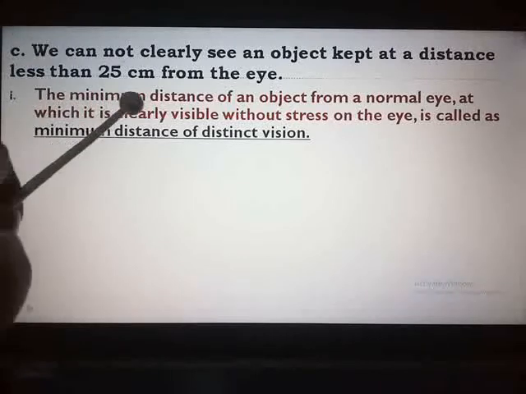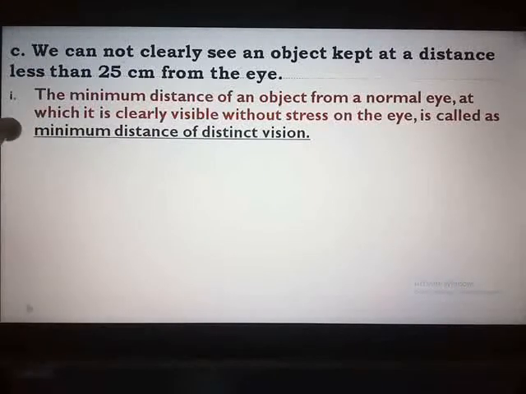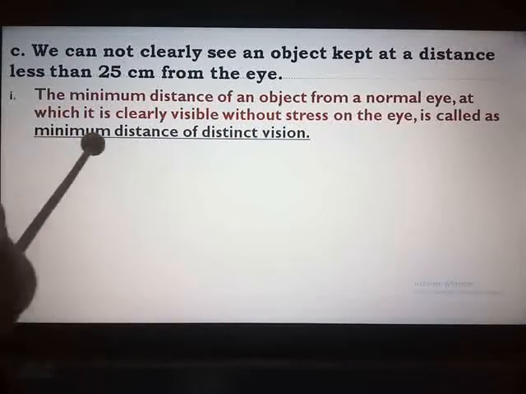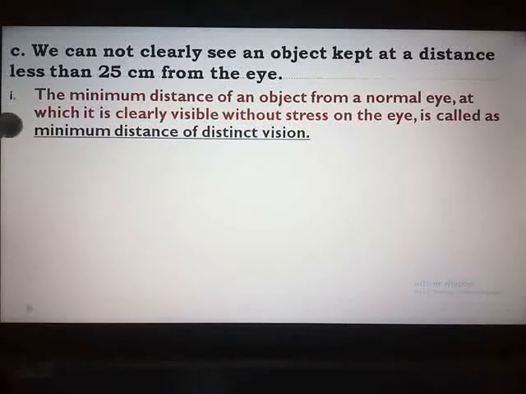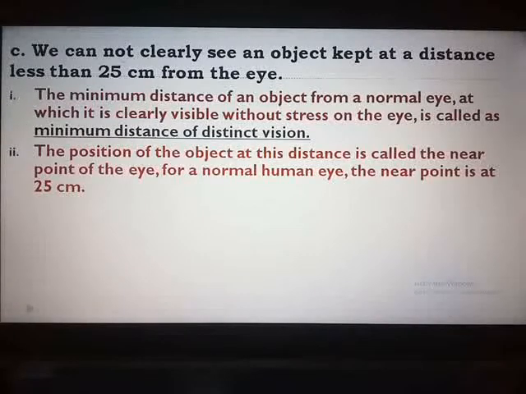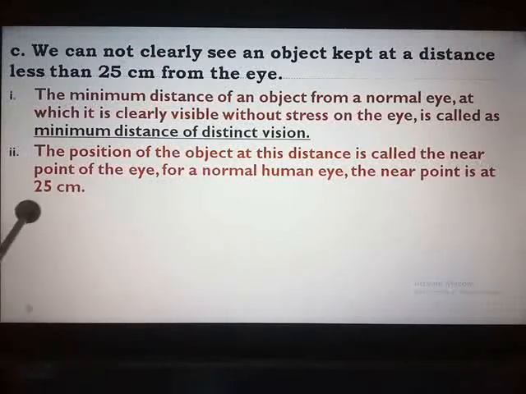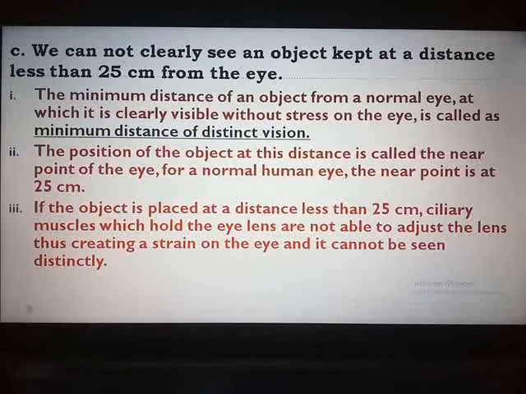The minimum distance of an object from a normal eye at which it is clearly visible without stress on the eye is called the minimum distance of distinct vision. This part you have to underline. Continue marking. The position of the object at this distance is called the near point of the eye. For a normal human eye, the near point is at 25 centimeter. Point number 2, I hope you have marked. Point number 3, you have to write on your own.